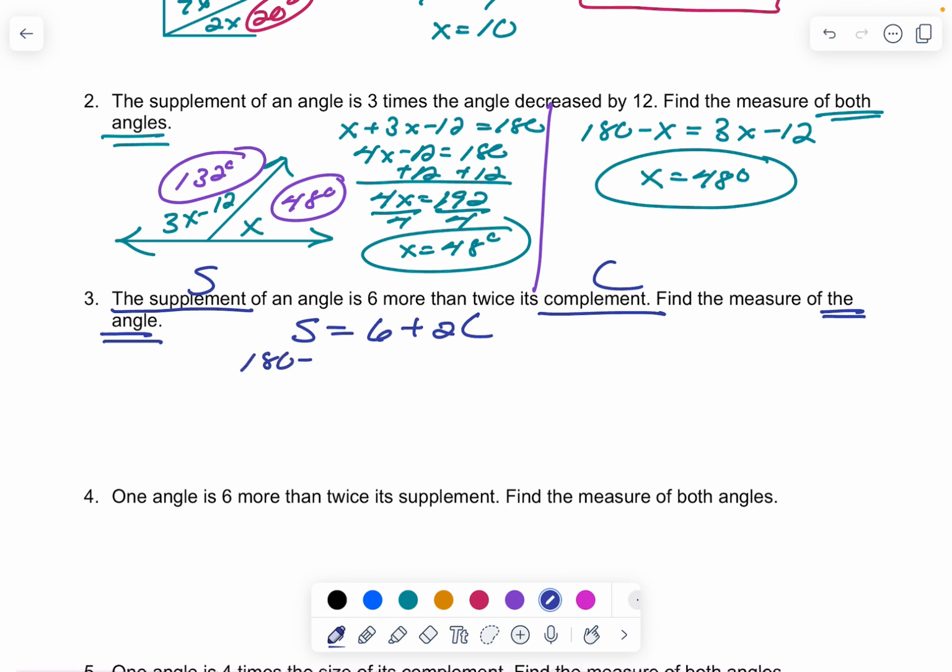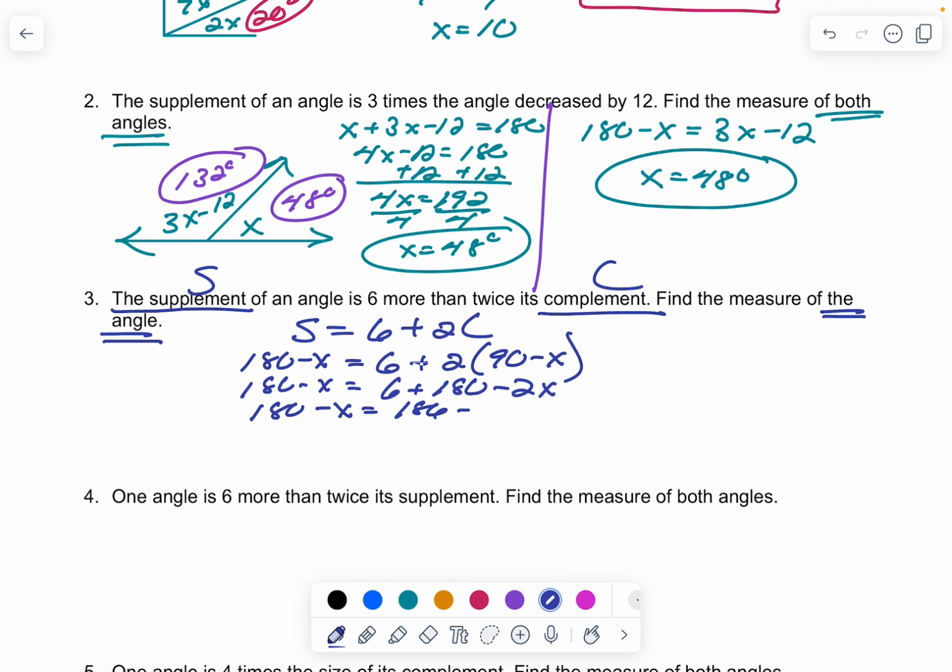So 180 minus X is the supplement, 6 plus, and then the complement was 90 minus X. And then we're going to solve that from here. So 180 minus X equals 6 plus 180 minus 2X. And so this is going to be 180 minus X equals 186 minus 2X. So I'm going to add 2X to both sides and subtract 180 from both sides. We all know how to solve equations.